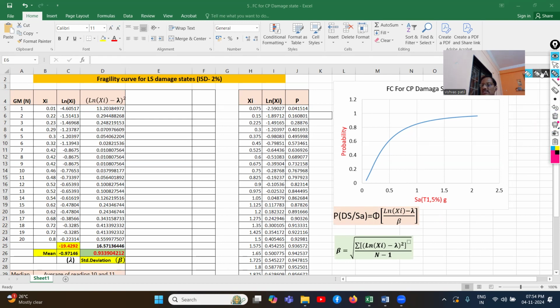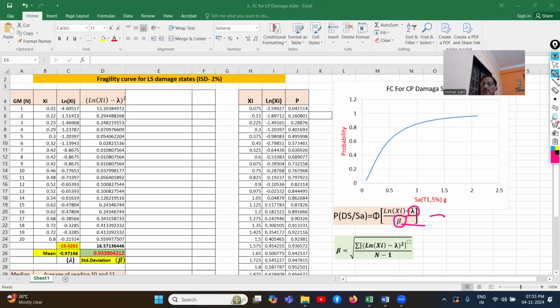I also explained this in my previous video, link also given in the description. This lambda stands for the median of the fragility curve, and beta is the standard deviation. The slope of the fragility curve represents the variability, and it is expressed in terms of the parameter known as beta. Therefore, to construct a fragility curve, we have to find the value of lambda and beta. That's all. We have to find the value of median and standard deviation.